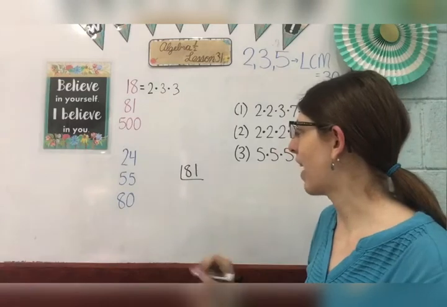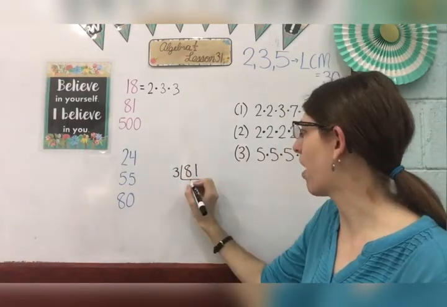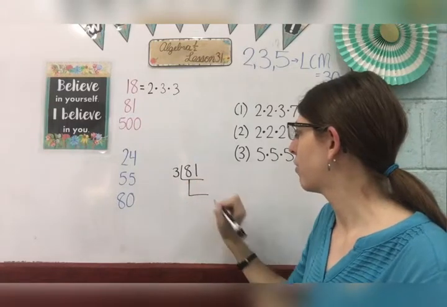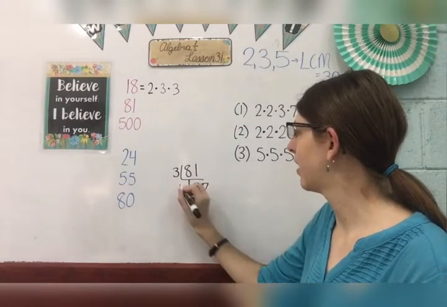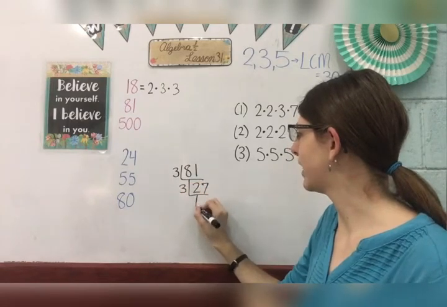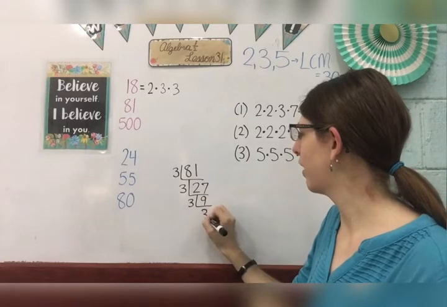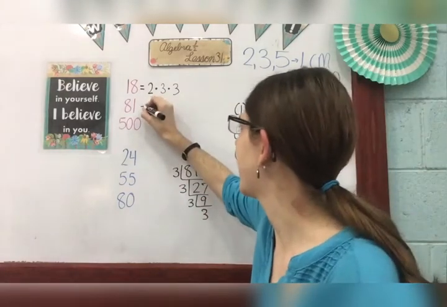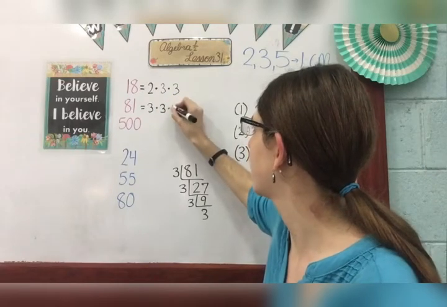The first prime factor of 81 is 3 because 2 can't go into 81 because it's an odd number. 3 goes into 81 27 times. 3 goes into 27 9 times. 3 goes into 9 3 times. So 81's prime factors are 4 3s.